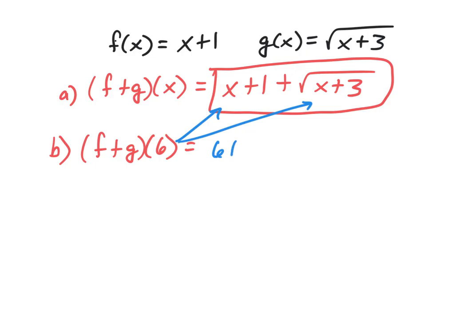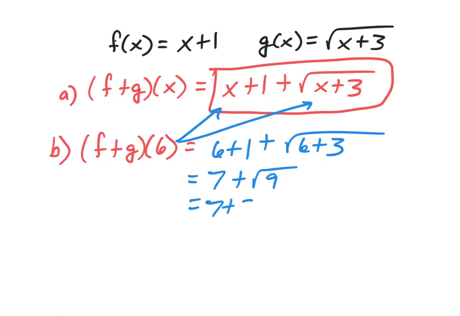So we're going to go 6 plus 1 plus the square root of 6 plus 3. And we're going to simplify this. 6 plus 1 would be 7. 6 plus 3 is square root of 9. Square root of 9 is 3. And 7 plus 3 is 10.